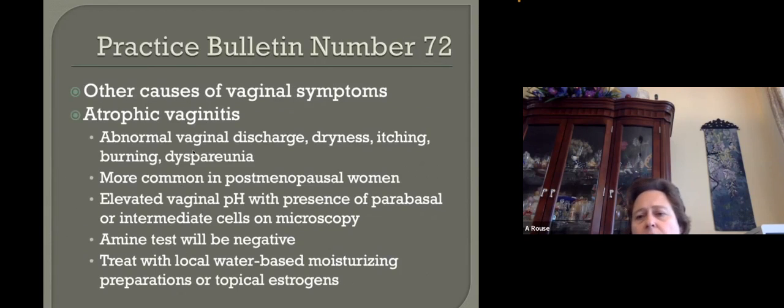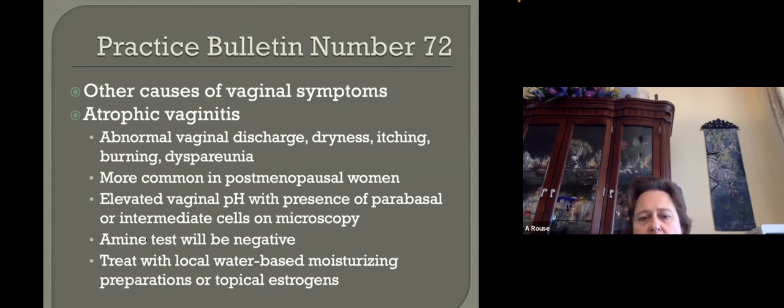So don't forget, atrophic vaginitis kind of falls into this category as well. They may have a variety of complaints. Obviously, this is going to be in your postmenopausal women or your women who are maybe on some sort of therapies that essentially put them into menopause, like your prolonged Lupron use. You'll have a pH change. So again, that's what you're looking for. Your amine test will be negative.